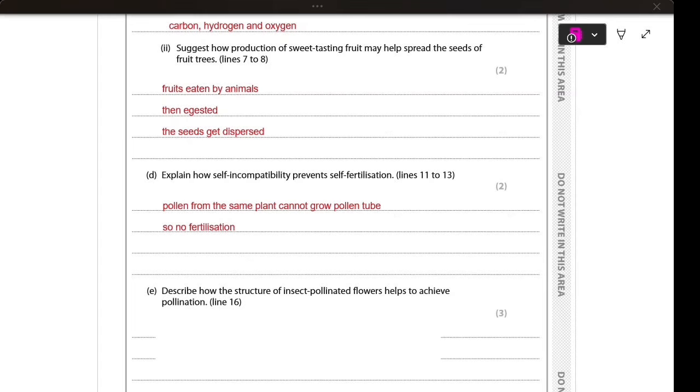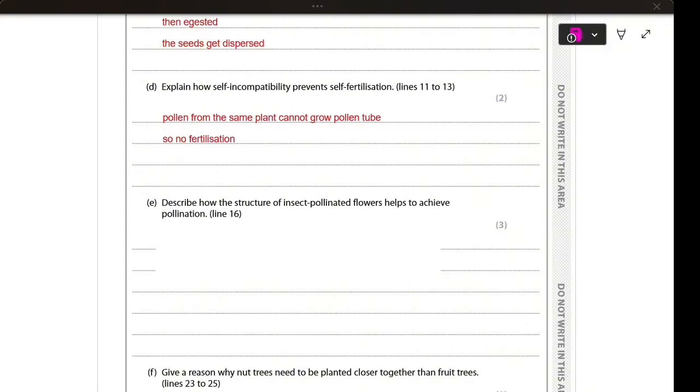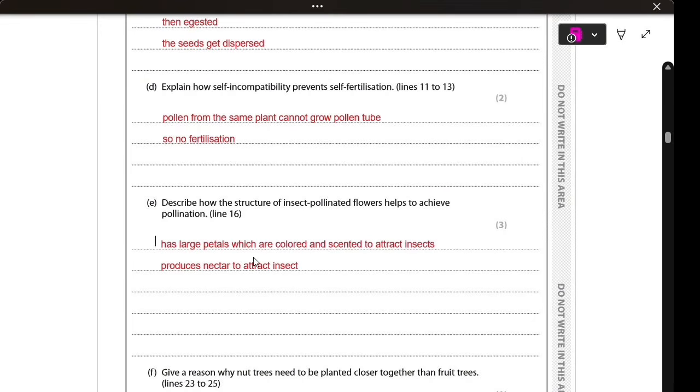So pollen of the same plant cannot grow the pollen tube, so no fertilization. Then describe how the structure of insect pollinated flowers help to achieve pollination. So we know insect pollinated flowers have large, colorful, and scented petals to attract insects, and they may produce nectar to also further attract the insects. So this is the answer: large petals which are colored and scented, and produces nectar.